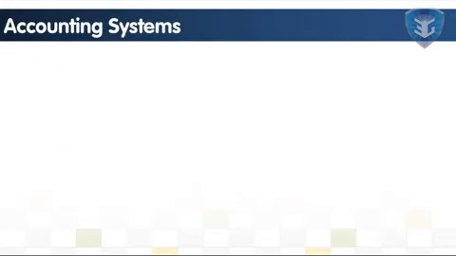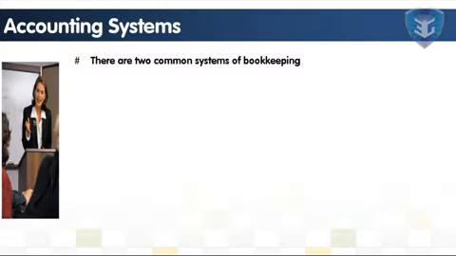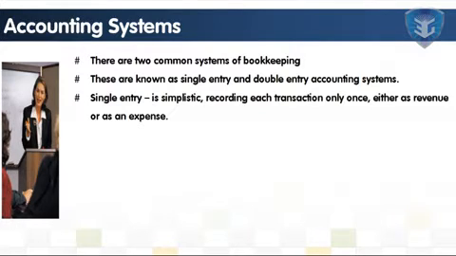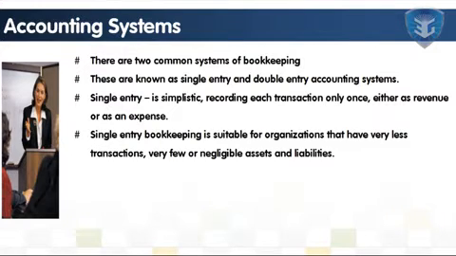Accounting systems. Single entry and double entry. There are two common systems of bookkeeping. They are known as single entry and double entry accounting system. The first, single entry, is simplistic, recording each transaction only once, either as revenue or as an expense. Single entry bookkeeping is suitable for organizations that have very few transactions, very few or negligible assets and liabilities.